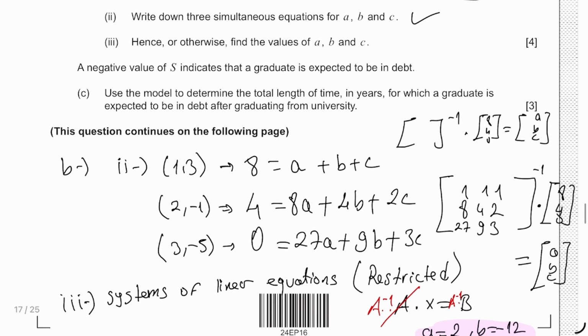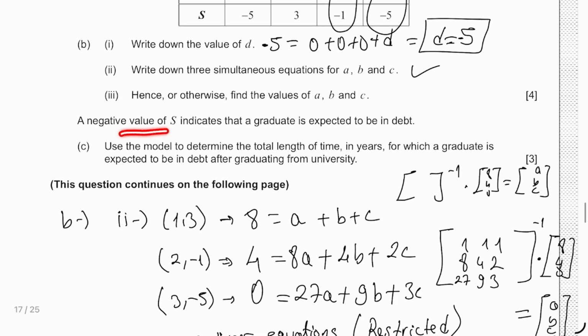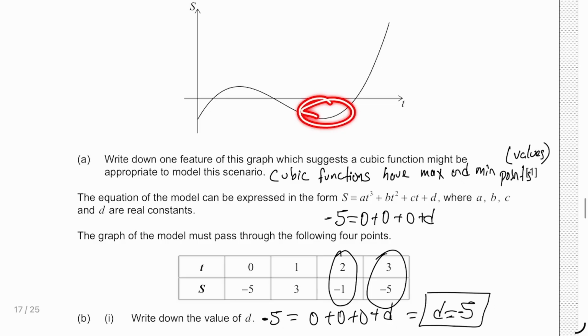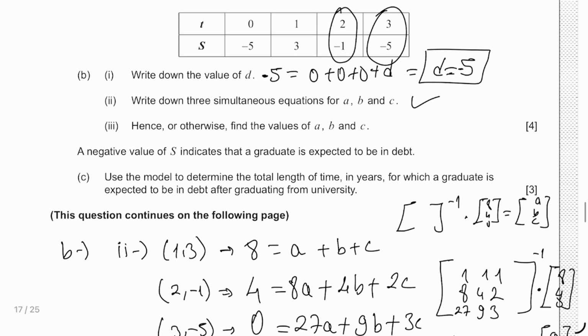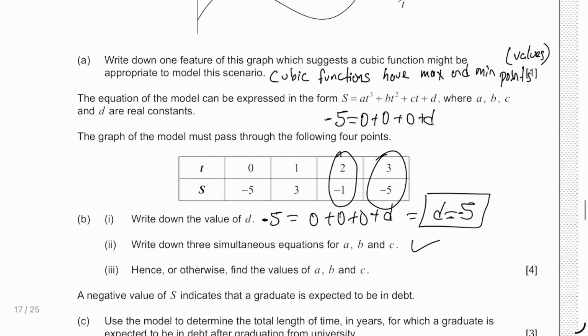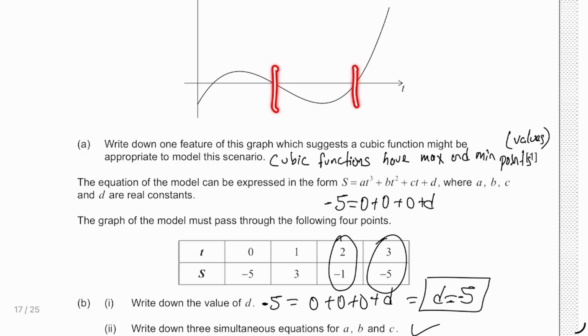A negative value indicates that a graduate is expected to be in debt. So if we have a negative value like here, it is in debt, right? Use the model to determine the total length of time in years for which the graduate is expected to be in debt after graduating from university. So they're asking which years they are in debt, right?